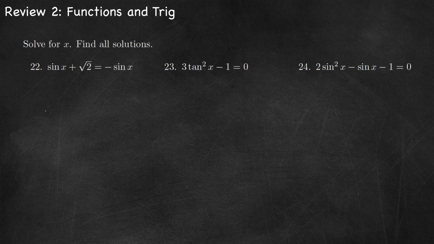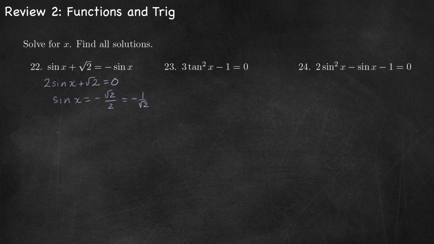Number 22, solve for x. Let's start by adding sine x to both sides of this equation. So I get 2 sine x plus root 2 is equal to 0. And then we're going to subtract root 2 and divide by 2. So we get sine x equals negative root 2 over 2, which is the same as negative 1 over root 2. And that is one of our special trig values.